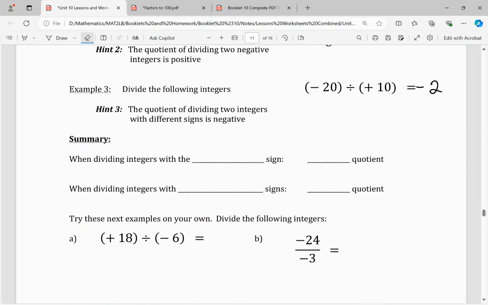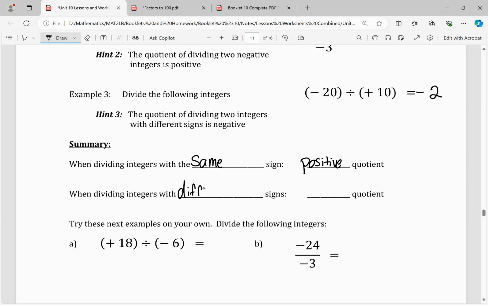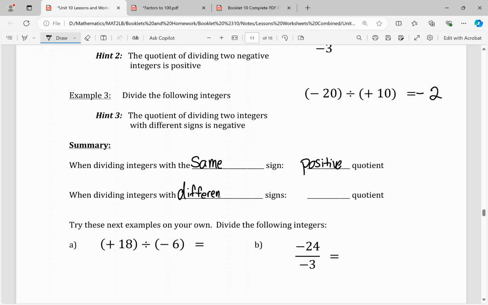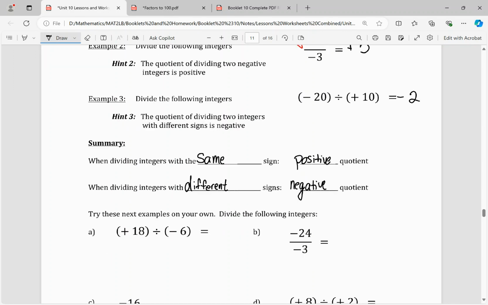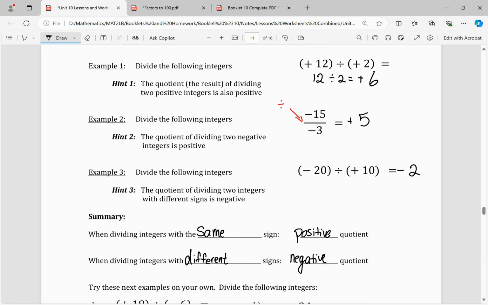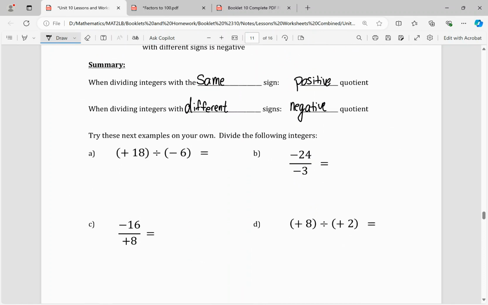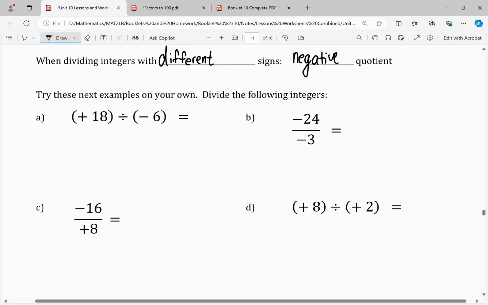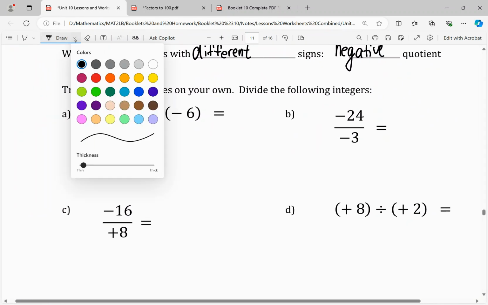Right, this summary is going to be the same as the previous note. When dividing integers with the same sign, we have a positive quotient, a positive answer. And when dividing integers with different signs, we will have a negative answer, a negative quotient. So, take some time, answer these next few questions, and make sure that your answer matches mine.